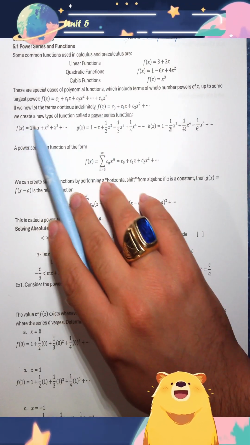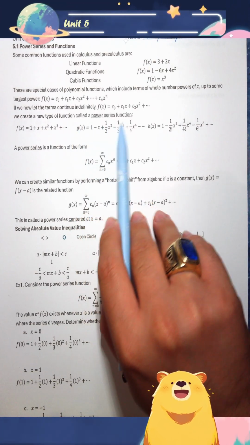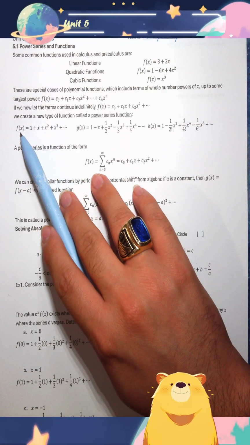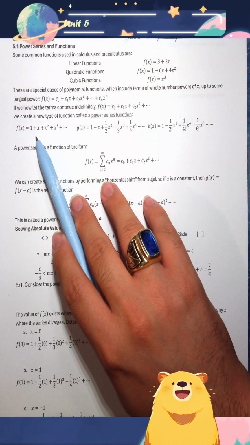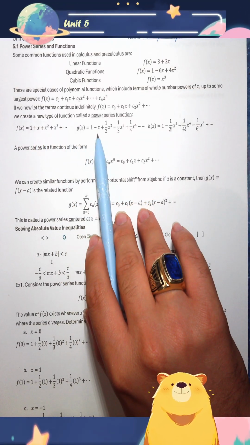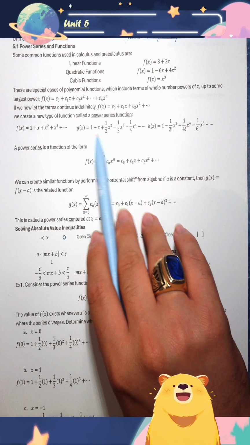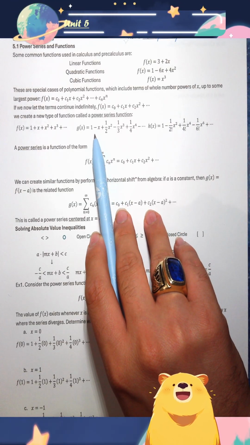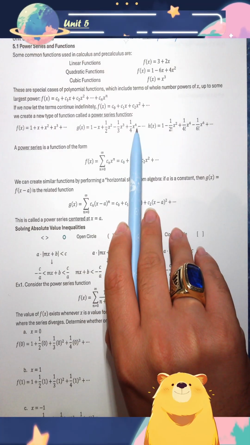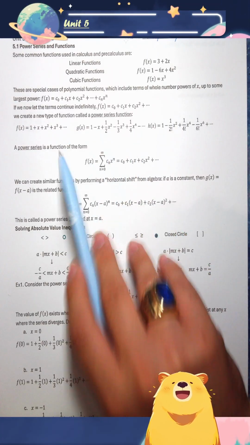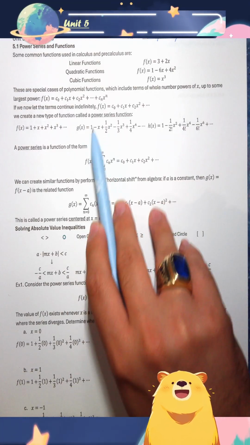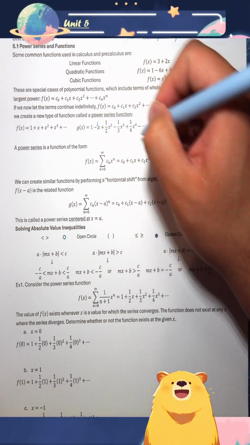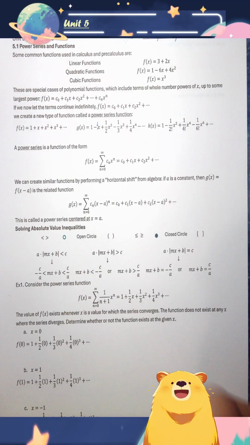If we now let terms continue indefinitely, so say we don't put a bound on the highest power, we create a new type of function called a power series function, such as this one over here, where we keep adding powers of x, but this time we put a coefficient in front of it, where every other constant is negative, and then we have 1 over 1, 1 over 2, 1 over 3, 1 over 4 to match its power.